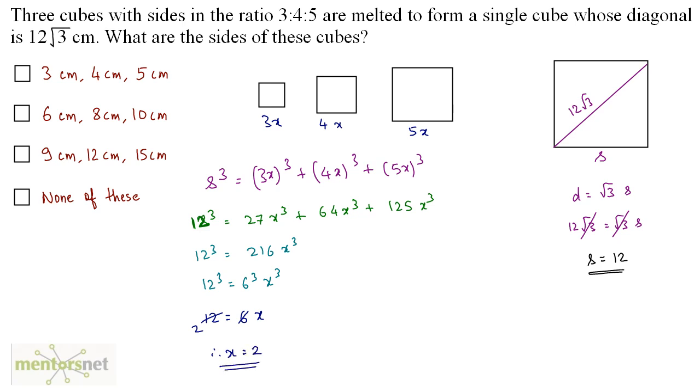Now that we've got the value of x, we can calculate the side of each of these 3 smaller cubes. So this is 3 times x, that's 3 times 2, so this is 6 centimeter. This is 4 times 2, 8 centimeter, and this is 5 times 2, that's 10 centimeter. So option B is the correct answer.